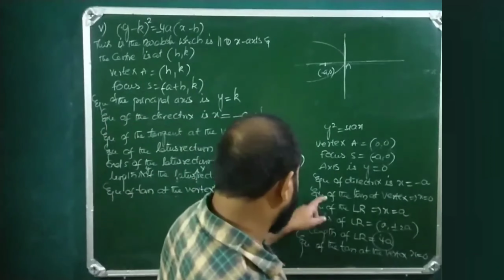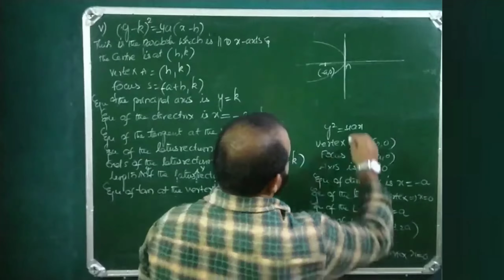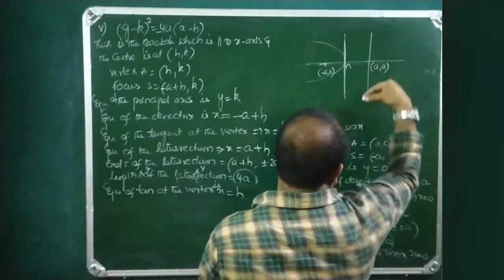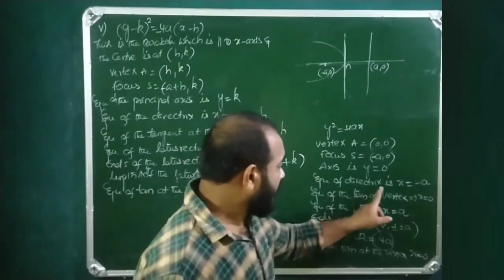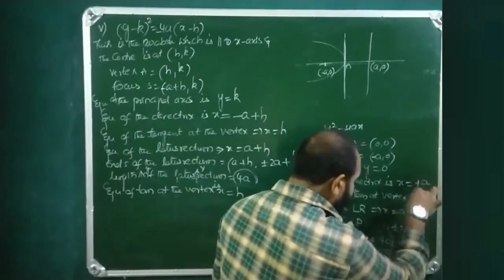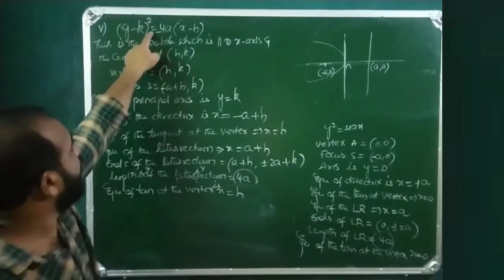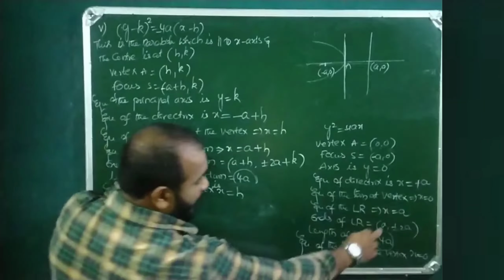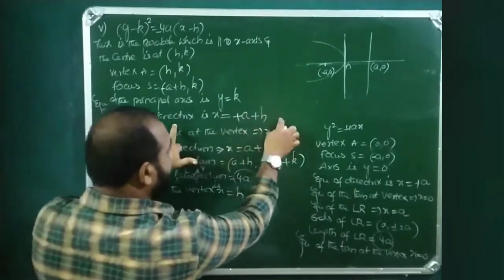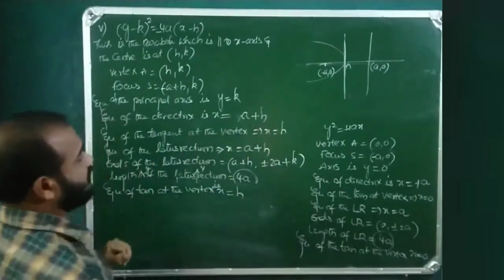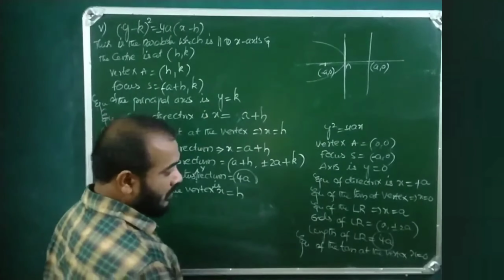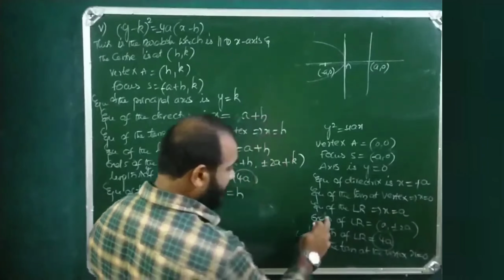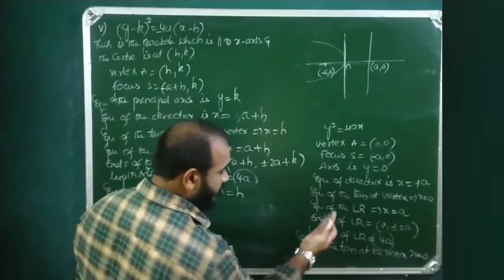Okay, and the equation of the directrix is, if it is minus a comma 0, this is a comma 0. That's why the equation of the directrix is x equals to plus a. For this y minus k whole square equals to minus 4a into x minus h, the equation of the directrix is x equals to a plus h. Now, the equation of the tangent at the vertex we have written earlier.